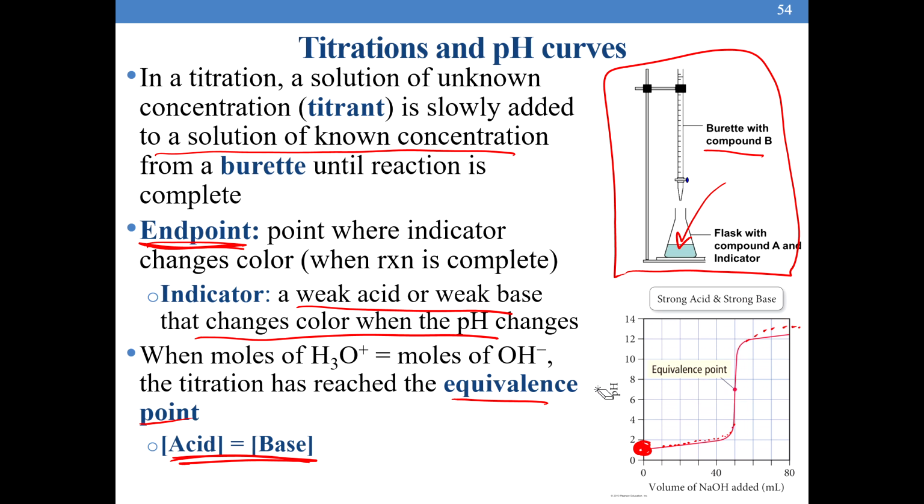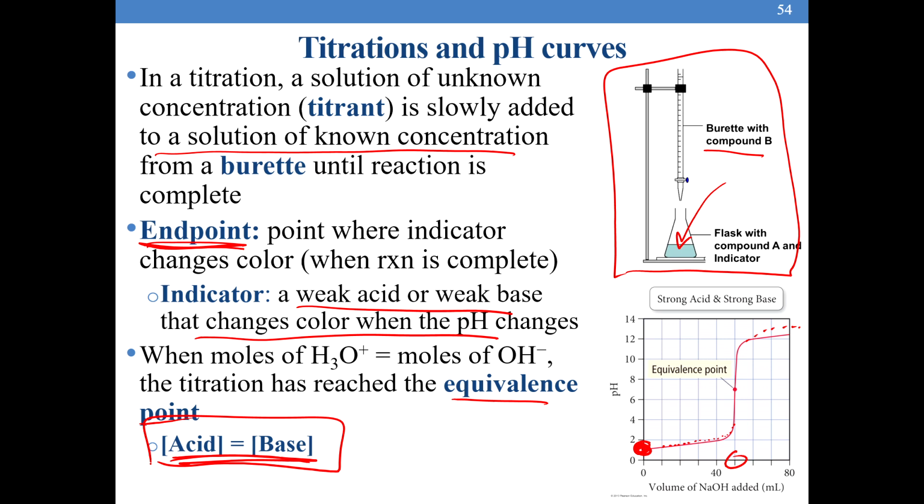That jump is going to occur depending on the indicator. It's where the indicator is and the concentrations of acid and appropriate base. But you could determine, if you knew the concentration of base in the burette and you knew the volume of base that it took to get to the equivalence point, you could determine the concentration of acid in your flask, okay?